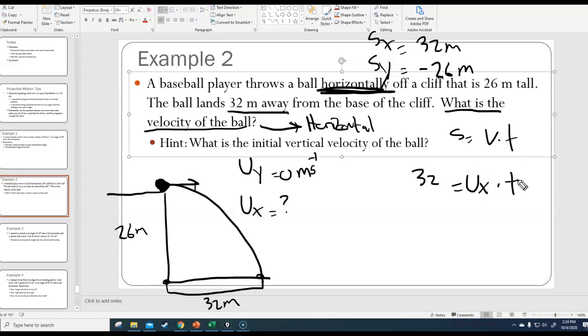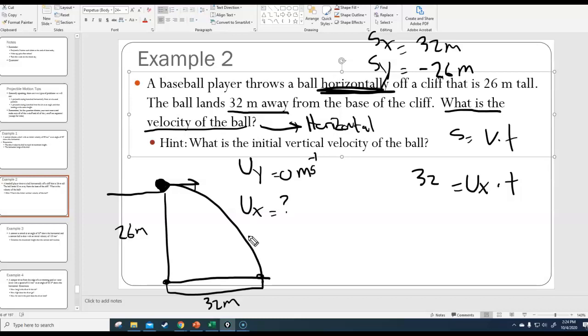And I also don't know time. Well, that's not good, so I'm stuck. So I think, okay, if I don't have enough information with my horizontal motion equation, I need to switch back over to vertical motion. If I can find the time with my 4 constant acceleration equations, then I can plug that time back in over here.